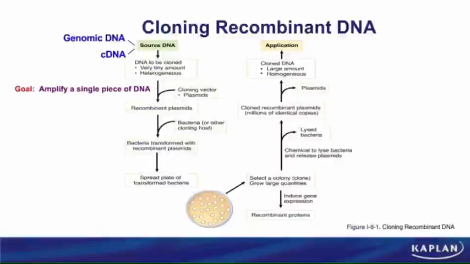And then we take those recombinant plasmids and give them to E. coli or any bacterium. Now, E. coli loves DNA. And so if you give bacterial plasmids to E.